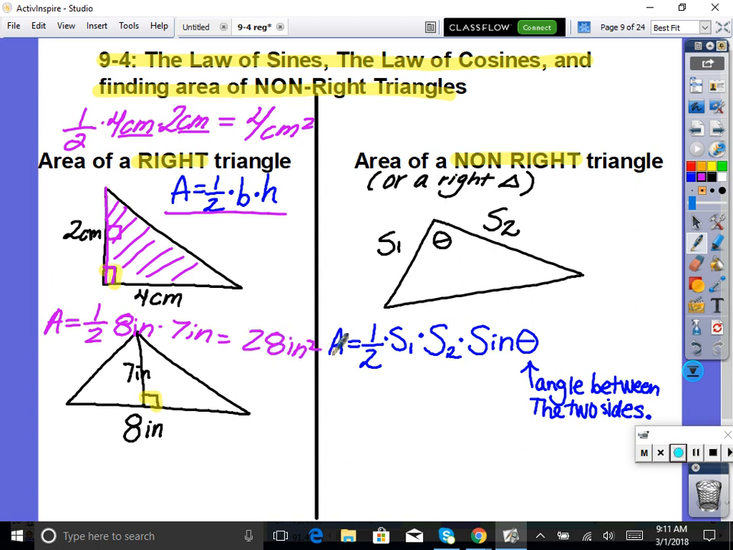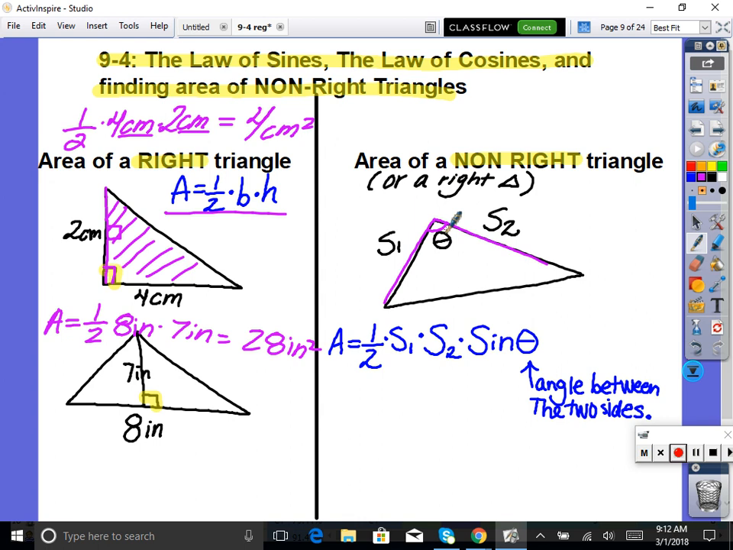Everybody good? Now, here's the thing though. In real life, there are non-right triangles, and you still have to be able to find the area. It is not the same formula. This is the area of a non-right triangle. You need to have it memorized for the test. So it's 1/2 times side 1 times side 2 times the sine of the angle in between the 2 sides. So you do have to be given 2 sides and an angle, and the angle has to be between the 2 sides. It has to be in that order to find the area.